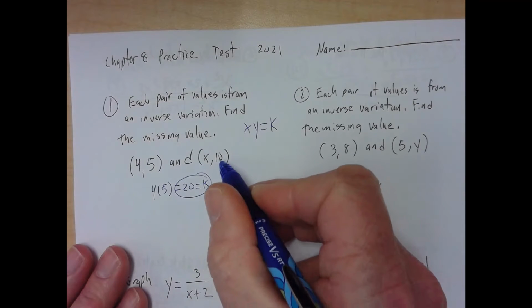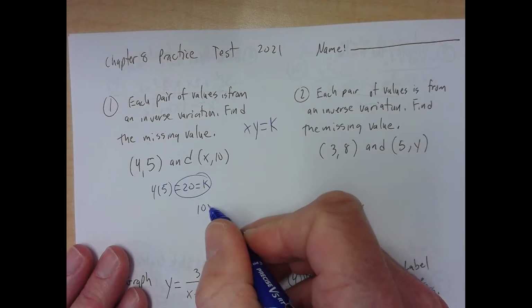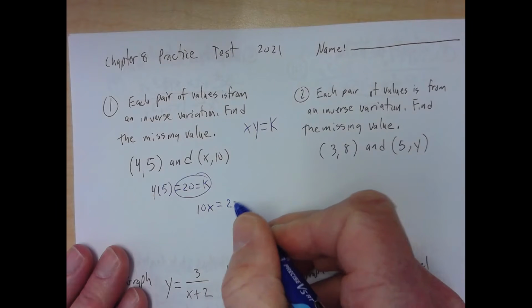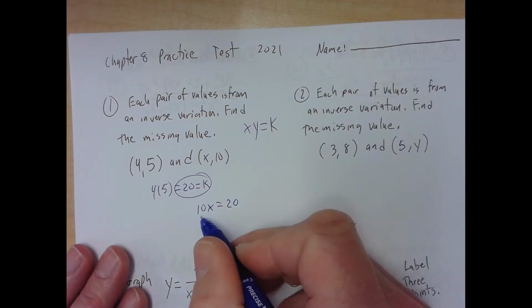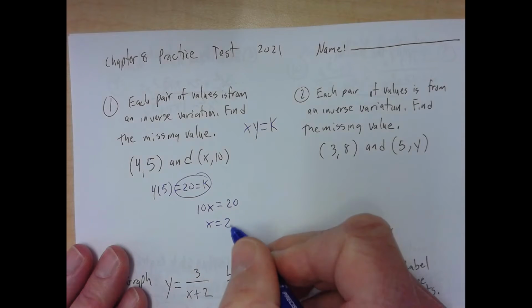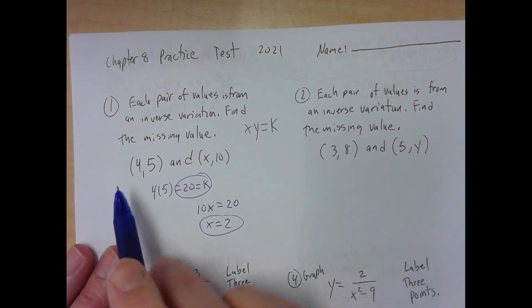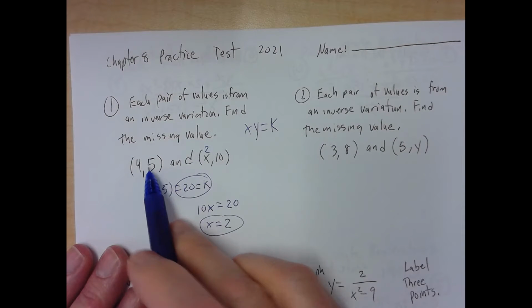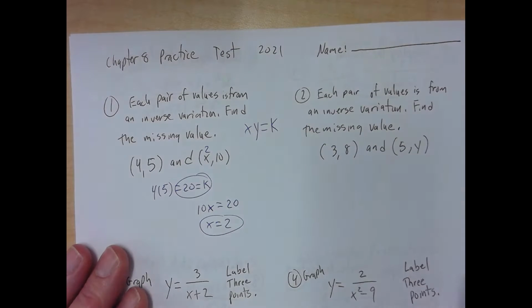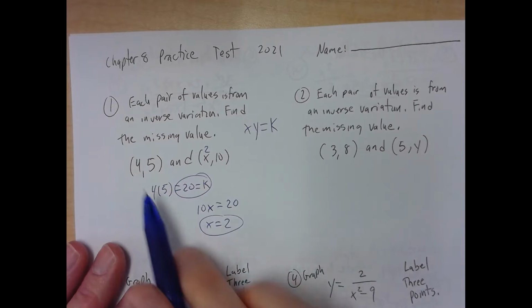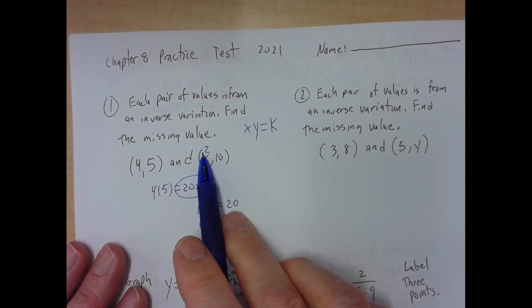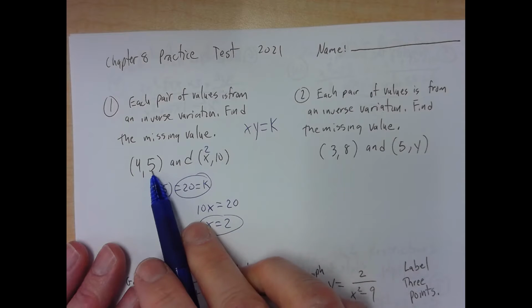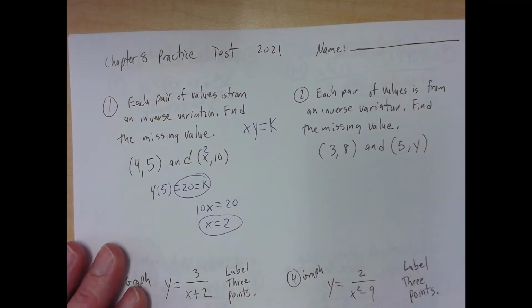So 10 times x has to also be k, which is 20. Divide, x is equal to 2. So that's the missing part. So there's a 2 there. 2 times 10 is 20, 4 times 5 is 20. That's what that means for inverse variation. Notice x became smaller, which means y has to become bigger. That's the whole inverse variation thing.